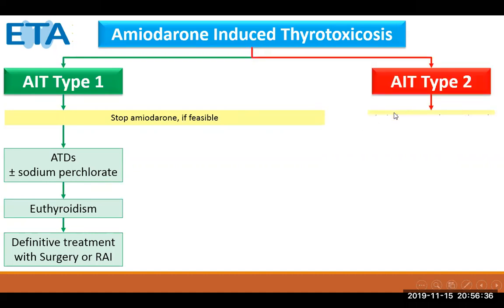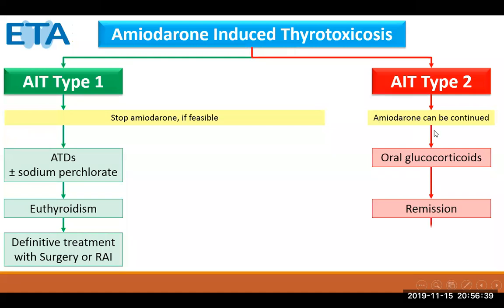In type 2, this is a simple one. Amiodarone, of course, can be continued. We give a high dose of glucocorticoid, for example prednisolone, about 40 milligrams per day for about 2 to 4 weeks. In most cases of type 2 amiodarone-induced thyrotoxicosis, the patient will return to euthyroid after 1 month. After that, we can taper the glucocorticoid dose within 2 to 4 months. After remission, we can stop the corticosteroid and just follow up the patient.